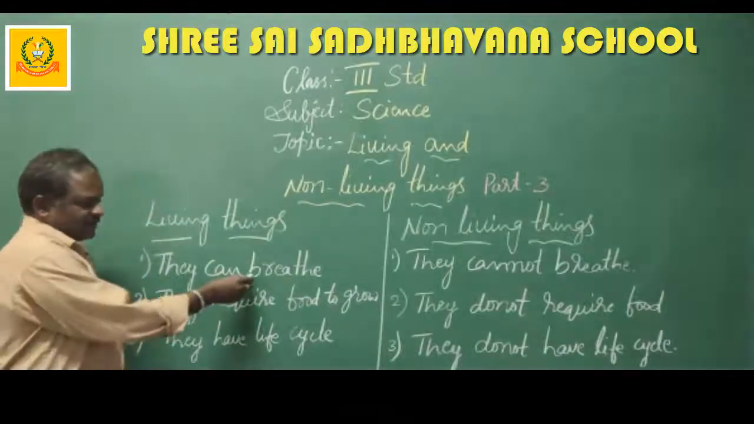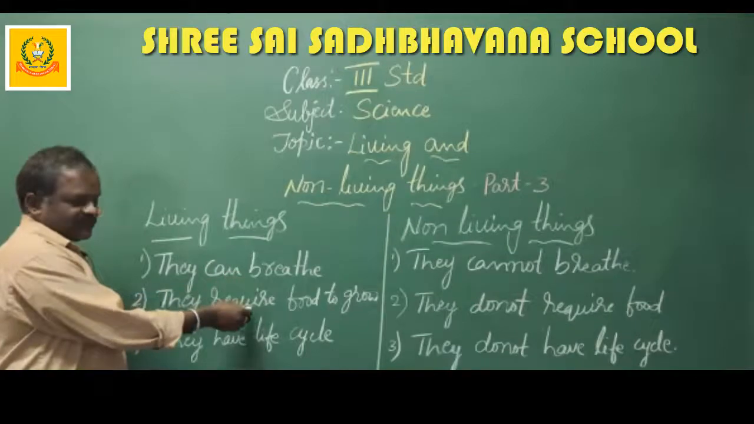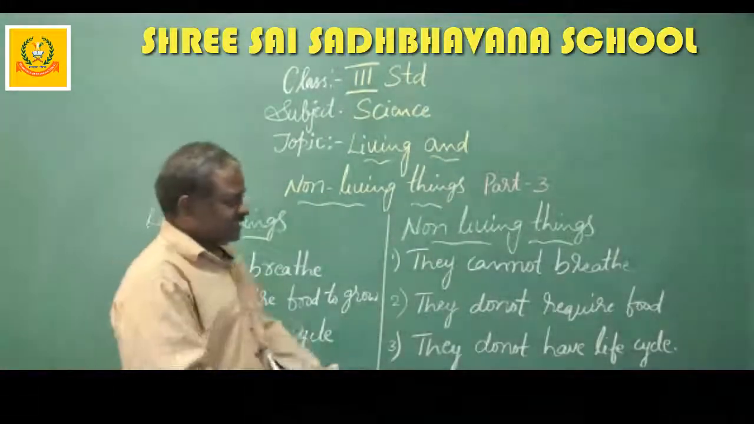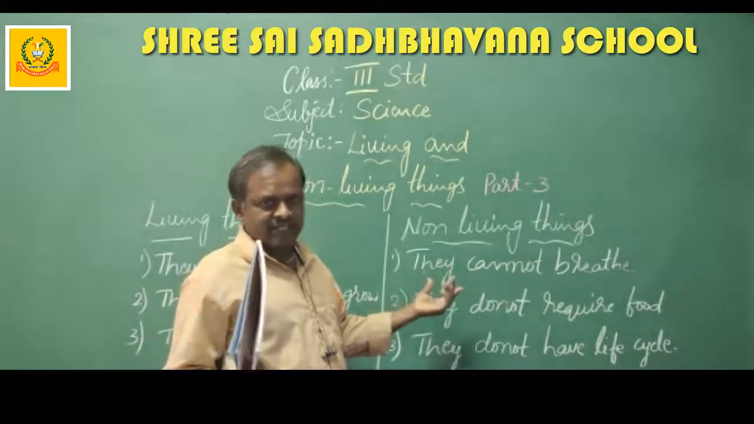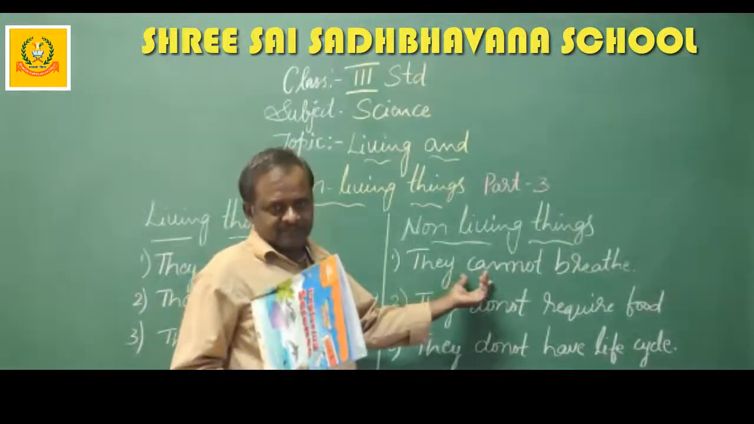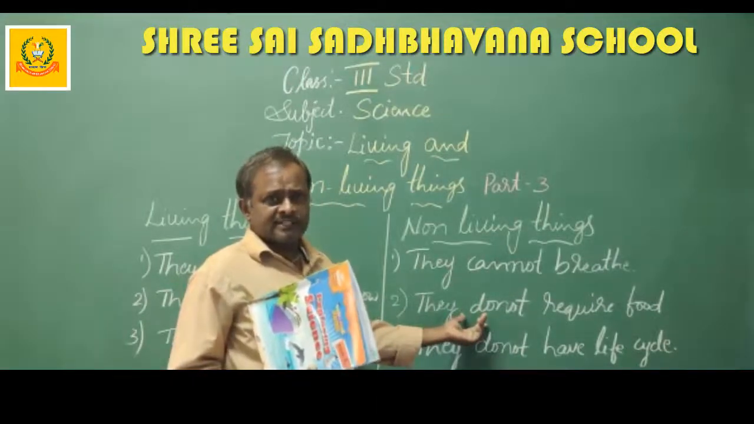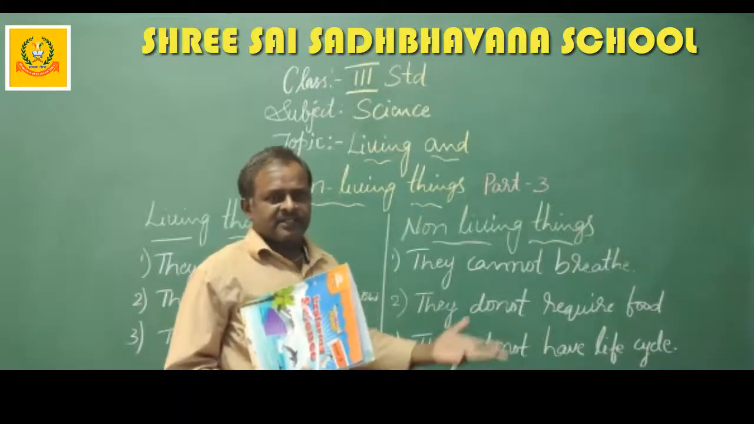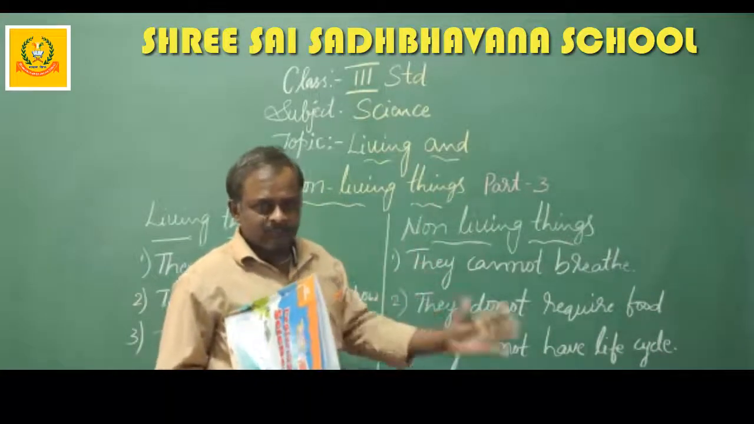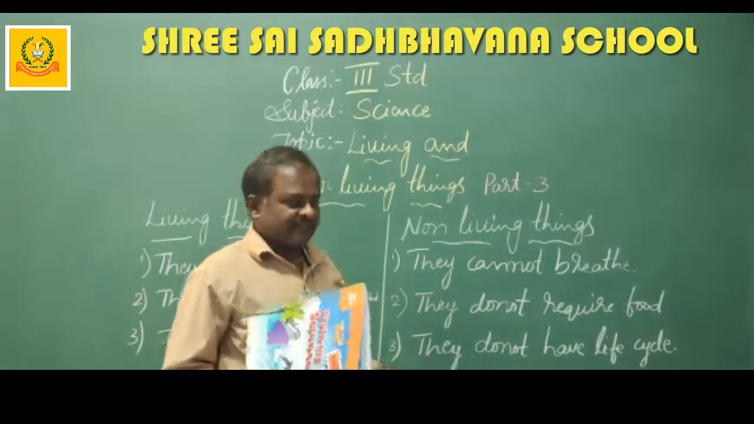So I think you understand this topic very well. Here they cannot breathe. That means a book or mobile or a table or chair or house can't breathe. They do not require food. They don't ask anything of you. They do not have a life cycle. That means no birth, death, growing, nothing.